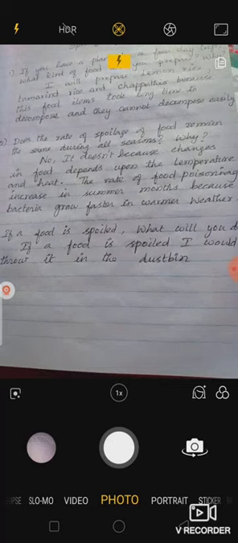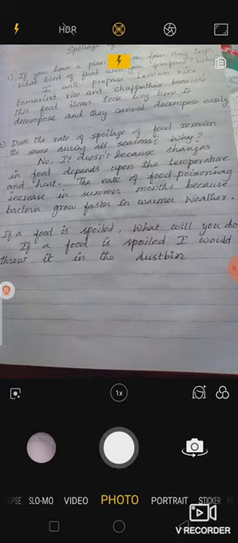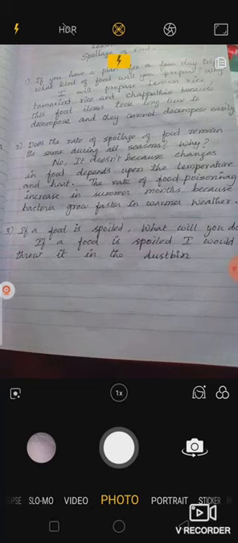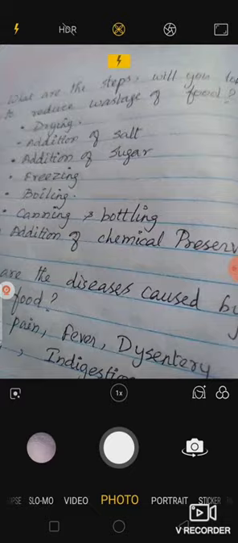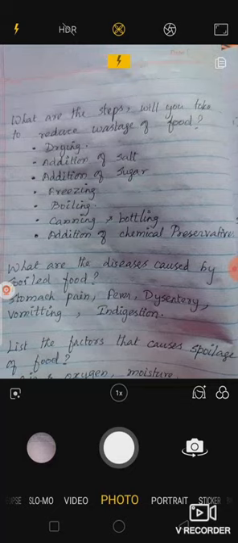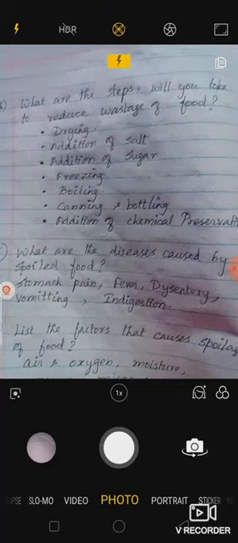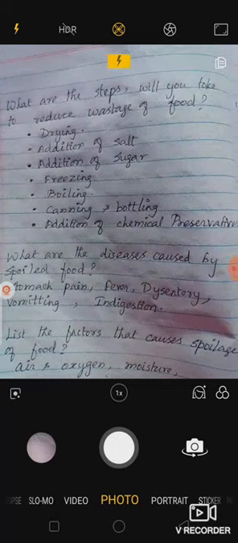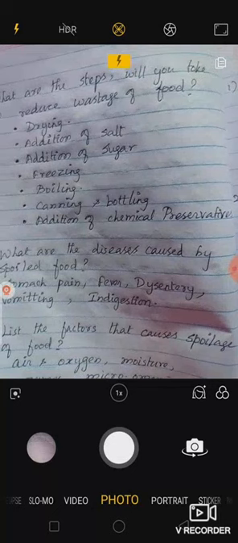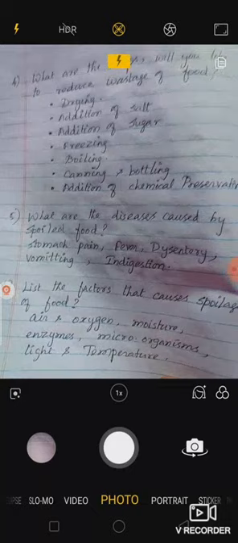Third question: if a food is spoiled, what will you do? If a food is spoiled, I would throw it in the dustbin. Fourth question: what steps will you take to reduce wastage of food? Drying, addition of salt, addition of sugar, freezing, boiling, canning and bottling, addition of chemical preservatives. That is the last one. It is not a preferable one also.